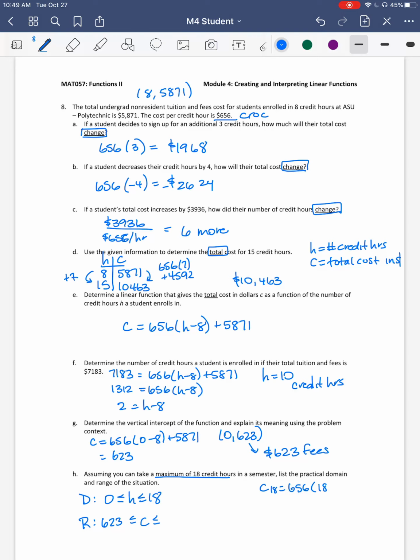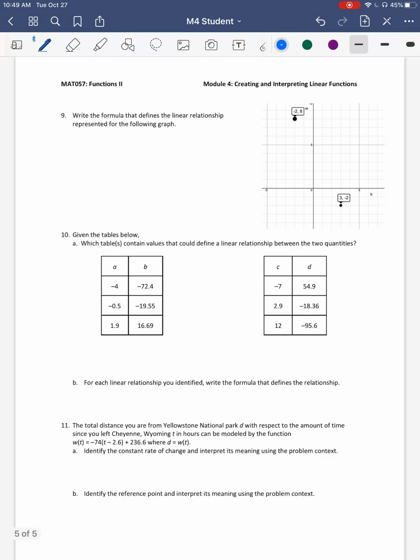So I need to actually use my function and plug in 18, and I'm going to get 12,431. So the most I could pay is $12,431. All right, that's my domain and range. That moves us on to our last page.